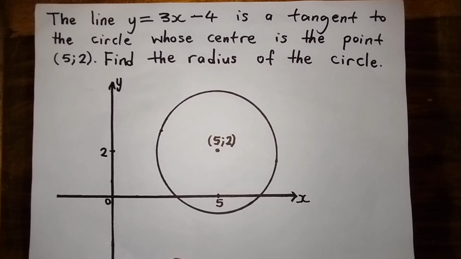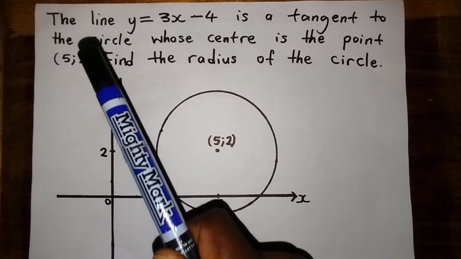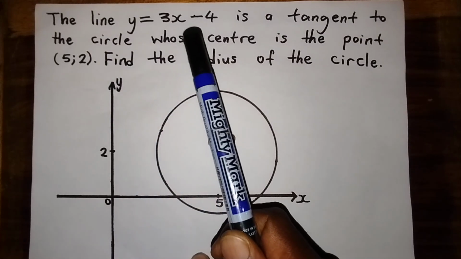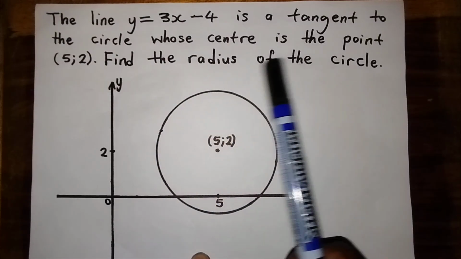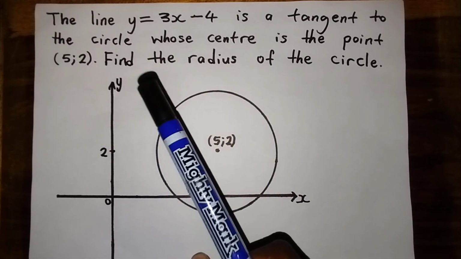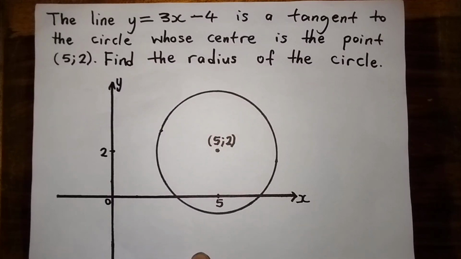Okay, so we are going to apply coordinate geometry, simultaneous equations, and also a certain circle theorem for us to answer the question which we have here at hand. Okay. So let me read the information regarding the question which you want to answer. The line y equals 3x minus 4 is a tangent to the circle whose center is the point (5; 2). Find the radius of the circle. So we want to find the length of the radius of the circle.